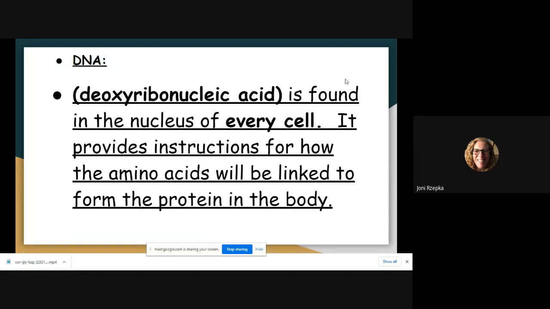Then you have deoxyribonucleic acid, which is found in the nucleus of every cell. That's our DNA. It provides instructions for how the amino acids will be linked to form the protein in the body.